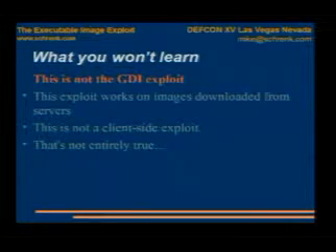What you will not learn, okay, this is not the GDI exploit that some of you might be familiar with. What that was, they played around with the headers of a JPEG, and basically they screwed up the, I think it was the file length. They gave it a negative number, and that forced a buffer overflow or something, and Windows machines would then execute code that was in the HTTP header of the file. This is not that exploit.